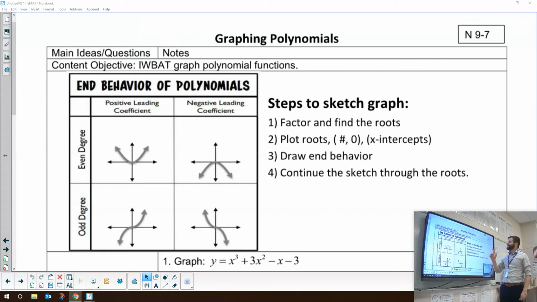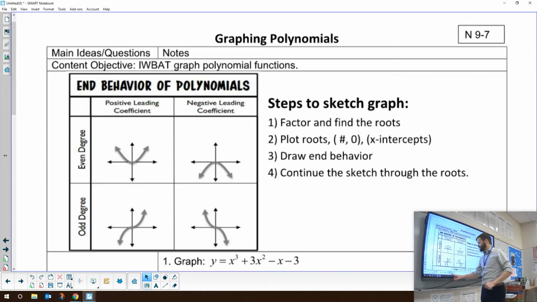Hey guys, today we are continuing talking about graphing polynomials, but today we're going to get just a slight bit more specific in the sense that we're not just going to have ones that are already factored for us, we're going to factor some for ourselves. So first off, let's remind ourselves about the end behavior of polynomials.